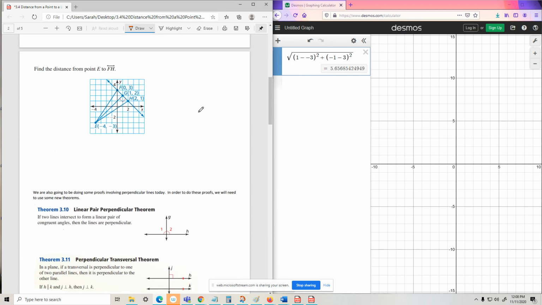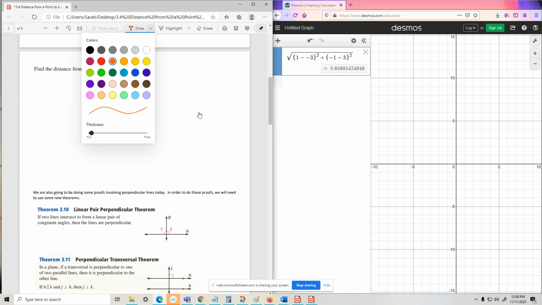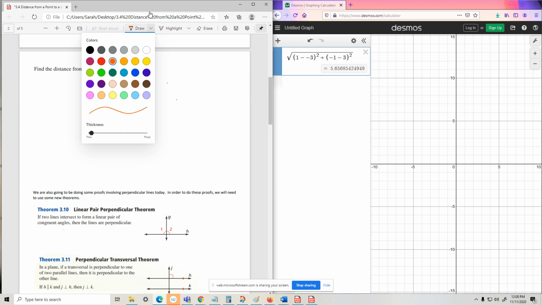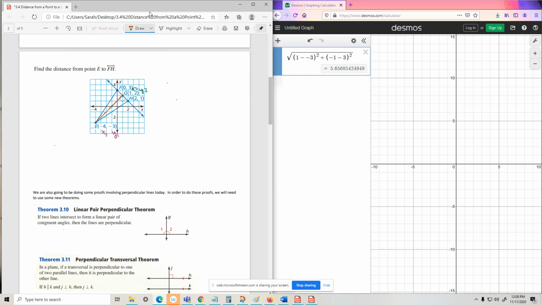So now I have the distance from point E to FH. The segment we care about is the perpendicular one, which is this one right here that's got the right angle marked. We're going to use the distance formula just like we did before. x1 is -4, y1 is -3, x2 is 1, y2 is 2. So then let's plug things into the distance formula just like we did before. So what we're looking for is the length of segment EG, that's the perpendicular one.